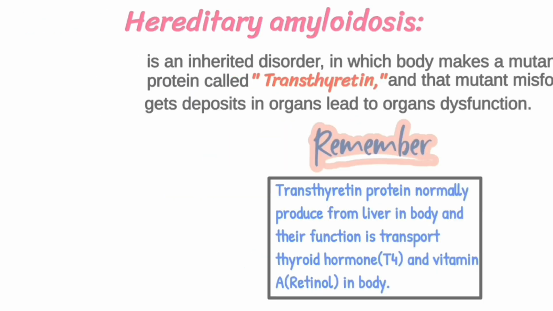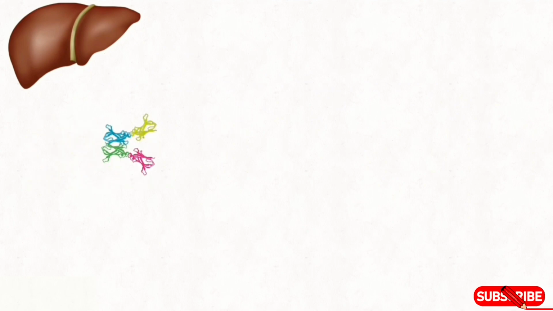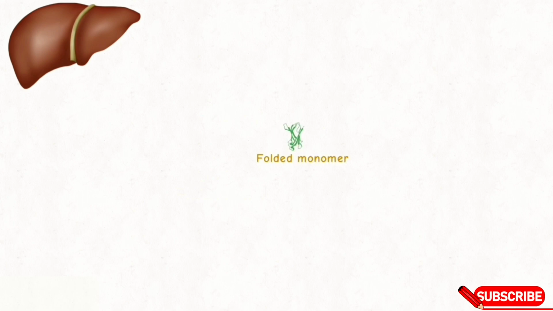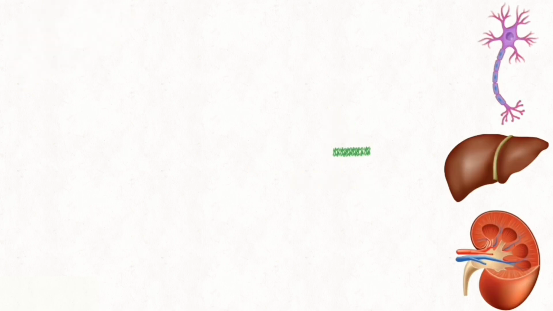Mechanism of hereditary amyloidosis: mutant tetramer is released from the liver and changes into dimers, and these dimers convert into folded monomers, and the folded monomers become misfolded monomers. Finally, these misfolded monomers accumulate together and form amyloid fibrils, and these amyloid fibrils get deposited mainly in nerve cells, liver, and kidney.